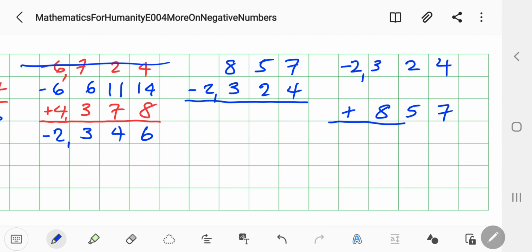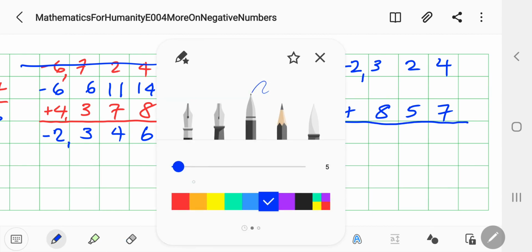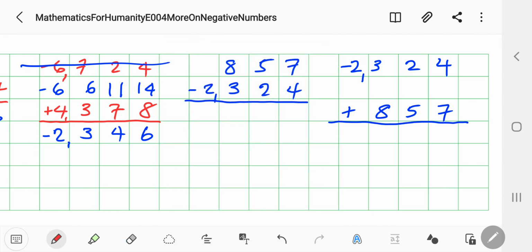So what's the answer here? So this is 4, but 4 is less than 7, so you have to borrow 10, and then 2 becomes 1 here, but 1 is less than 5, so you have to borrow 10 again, and the 3 becomes 2 here. But 2 is again less than 8, so you have to borrow 10, and then the 2 here becomes 1 negative.